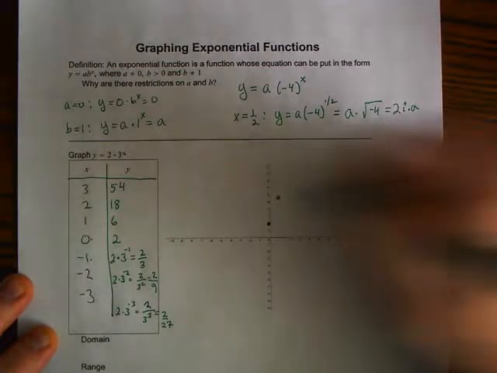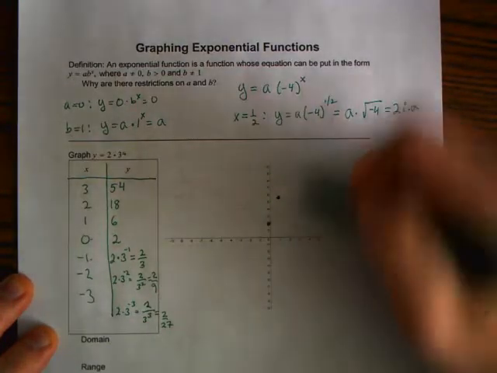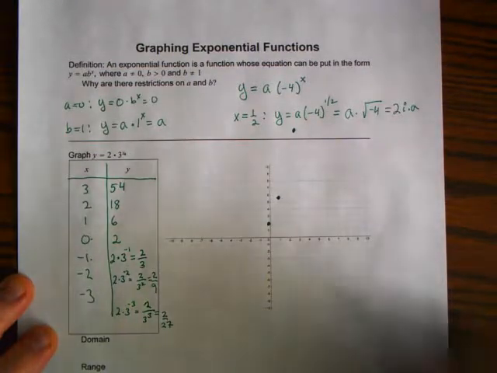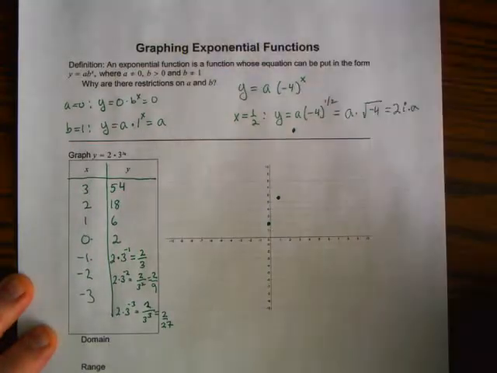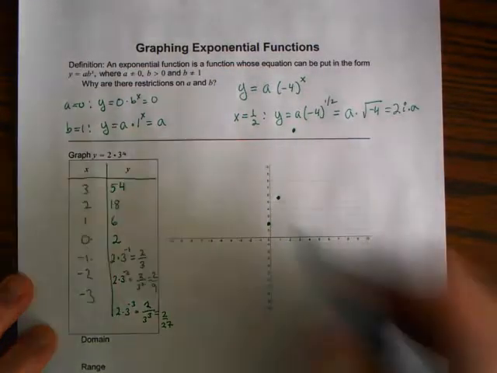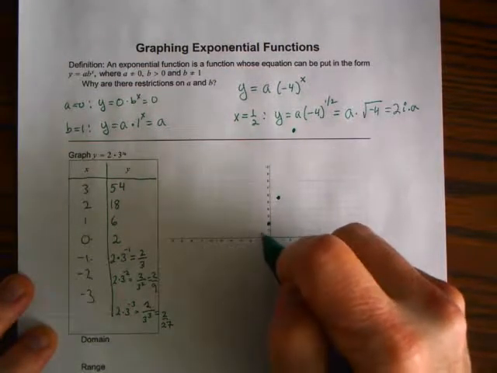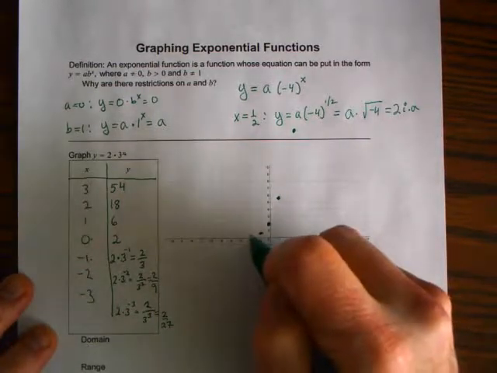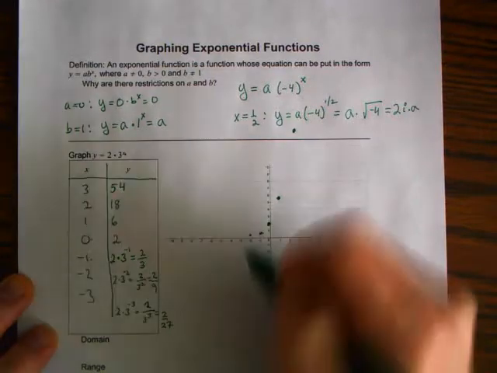Right there. We have 2, 18, already way up off my scale. 354 would be way, way, way up here somewhere. I'm not even going to try to draw it. Negative 1, 2/3. Negative 2, 2/9. Negative 3, 2/27.